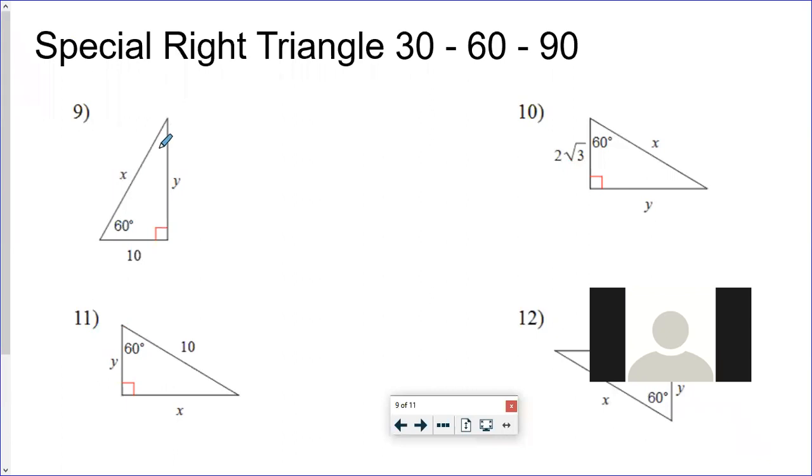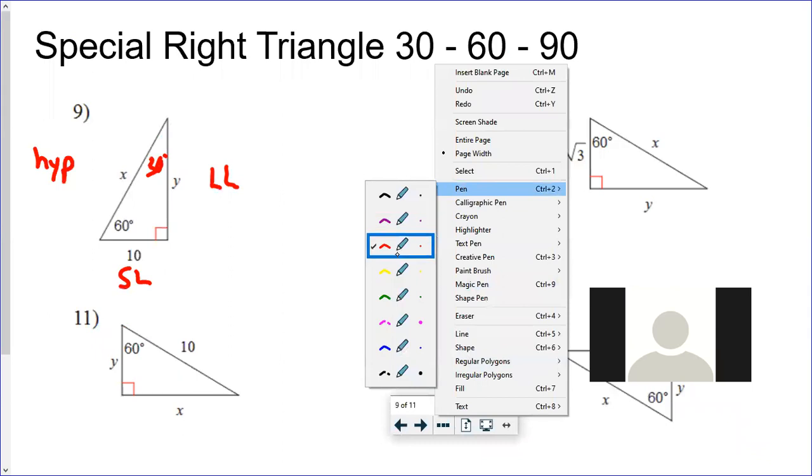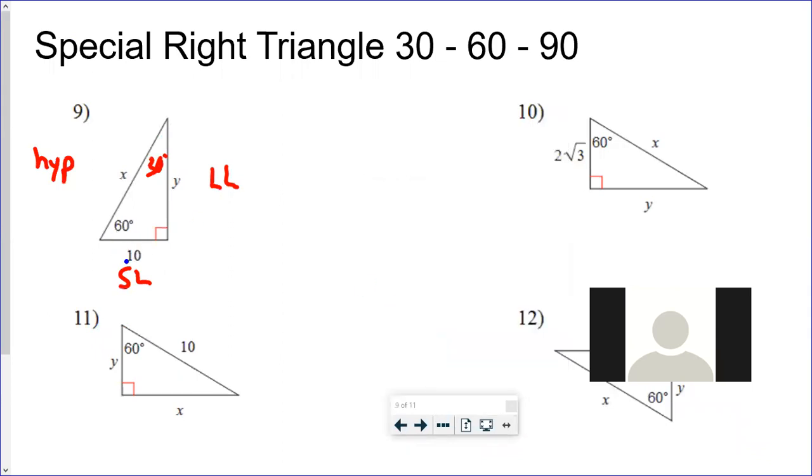And again, if that's 60, then that's 30 degrees here. Across from 30 is the short leg. Across from 60 is the long leg. And across from the 90-degree angle, that is going to be our hypotenuse. Okay. Now, I'm told that the short leg is 10. In order to get from the short leg to the hypotenuse, we just take that 10 and we times it by 2. So 10 times 2 is 20.